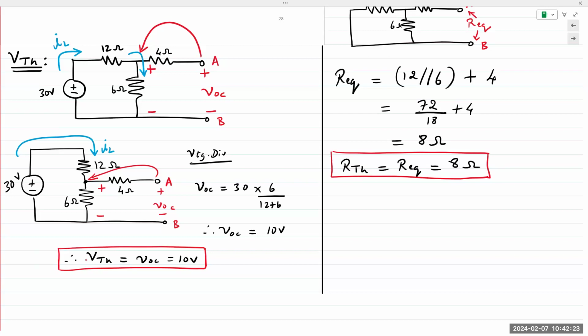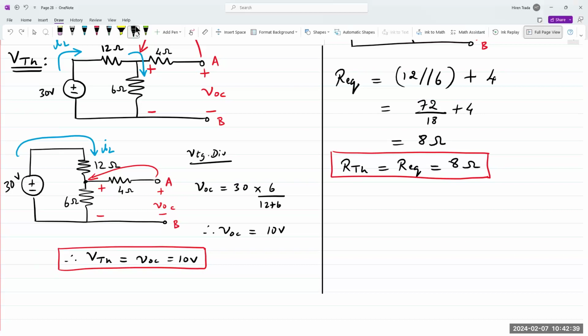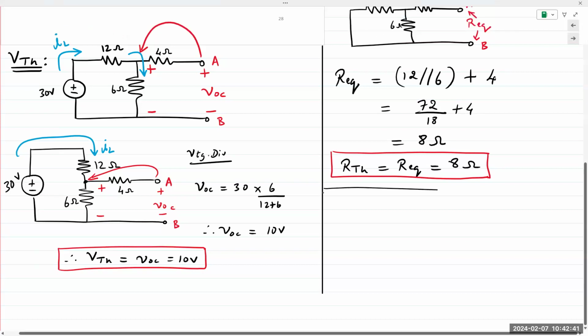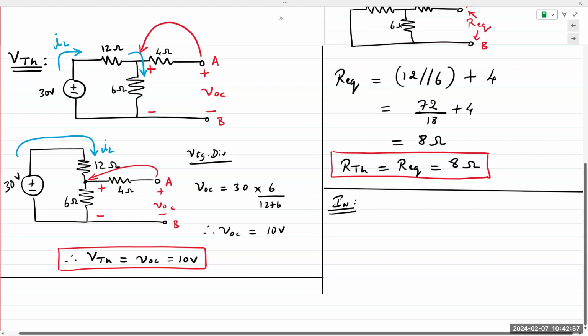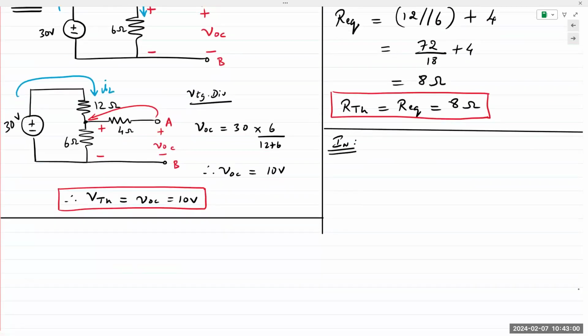All right, any other questions? Okay, then let's move on to Norton current, IN. Norton current, again, is different from the Thevenin voltage.